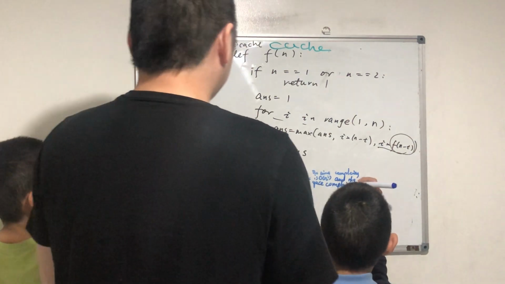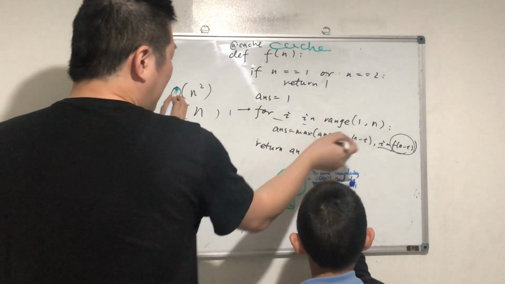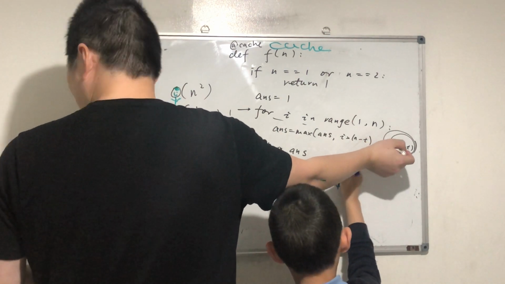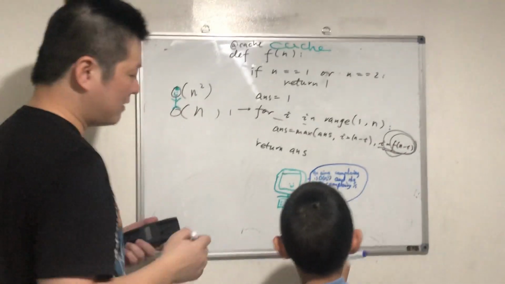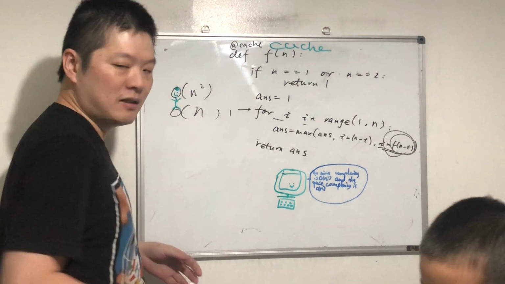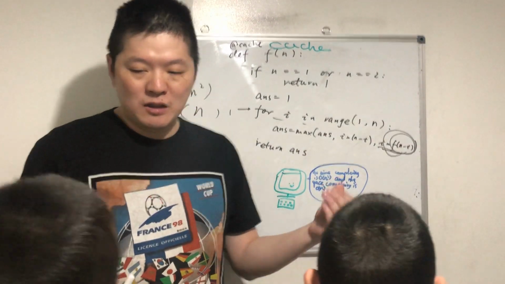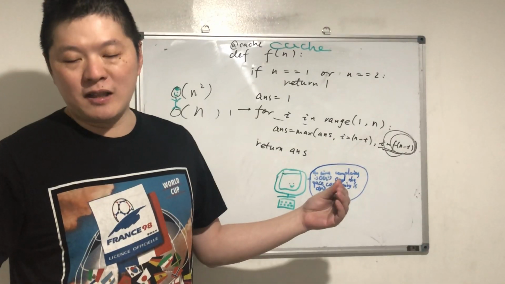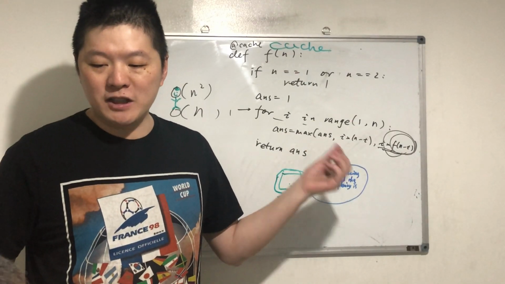This is O(n), but here we are calculating another, right? So that will be O(n) squared, right? This is top down, N squared. Top down dynamic programming, which is usually implemented using recursion and memoization.